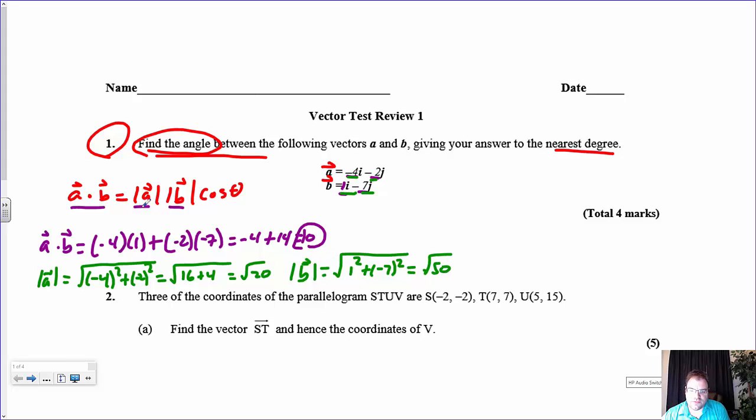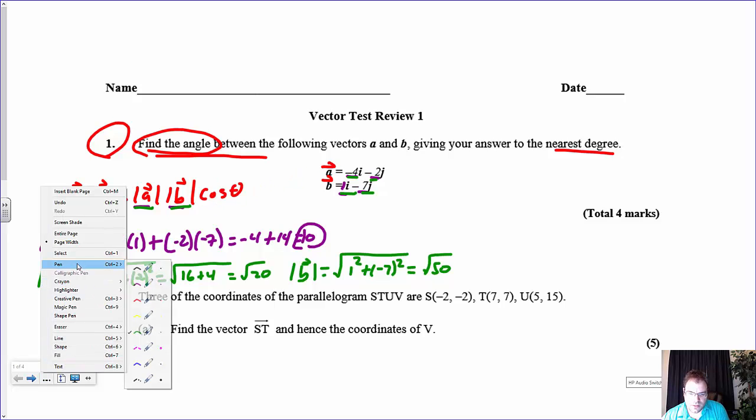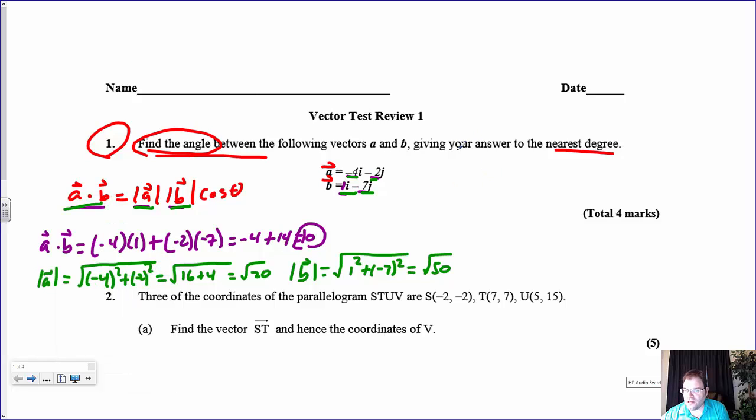So now we have these three things, and we need to figure out this cosine theta. I'm going to go back to this equation and divide both sides by the magnitude of A and the magnitude of B. Everything you do on one side, you do to the other. We cross these out, so cosine theta is equal to this.